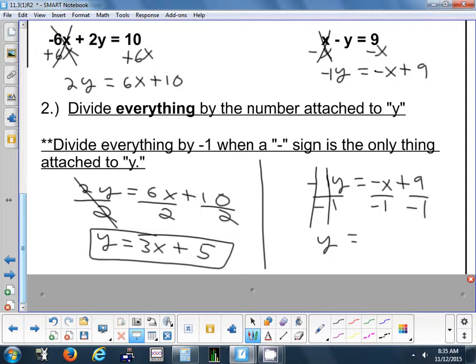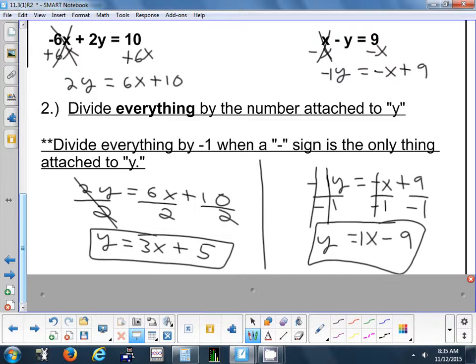Well, what's a negative divided by a negative? What kind of number? Positive. So those cancel out. What's x divided by 1? X. Right? If you want to put 1x, you can. But if you want to just put it as x, that's usually what we'll see it as. Right? And last part, Ryan, +9 divided by -1. -9. Nice. -9. And now we have slope-intercept form.